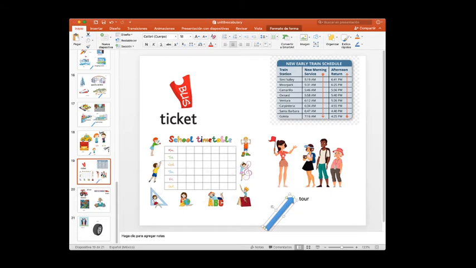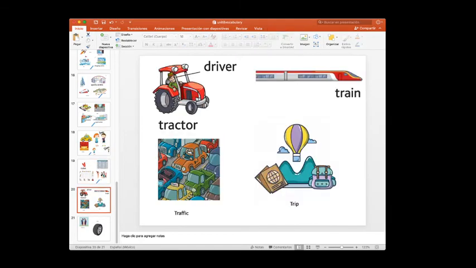Another one is tour. Tour, okay? Here we have tractor. Tractor, okay? We use it at the farm, okay? Another one with a happy guy. This is traffic. Okay? We are always happy in this situation. Another one, we have train. Train. Okay?